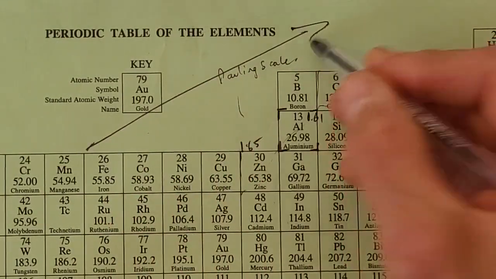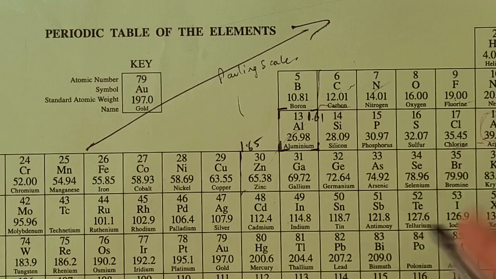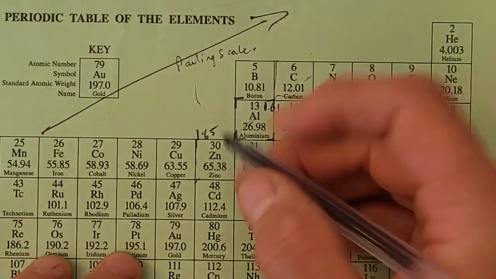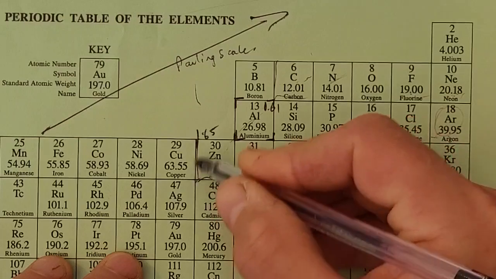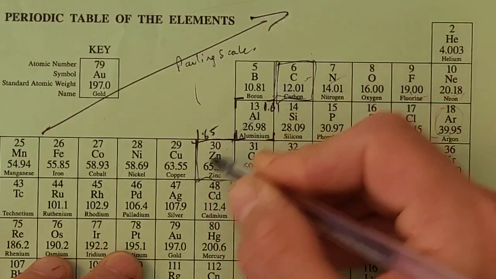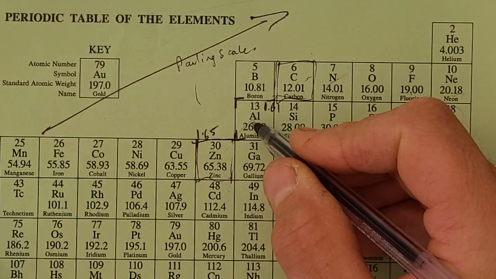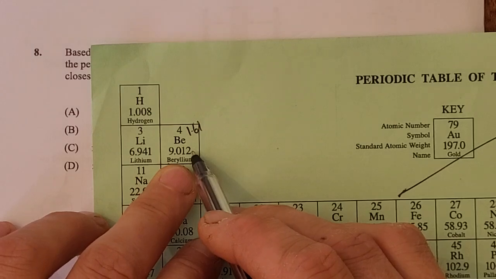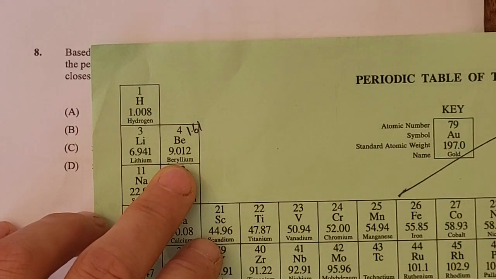Now, the general trend is up and to the right. So you would expect these two to be contenders here, right? Because they're diagonally closest. But it turns out that beryllium is actually very close to it, like if you look at something called the Pauling scale.